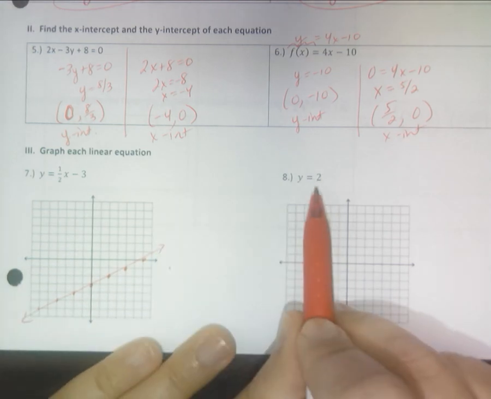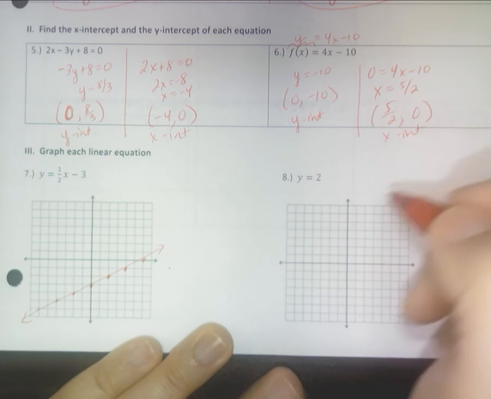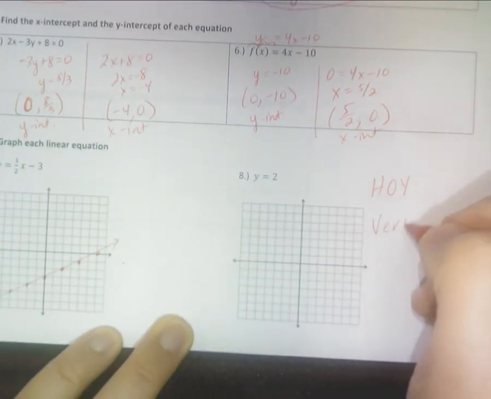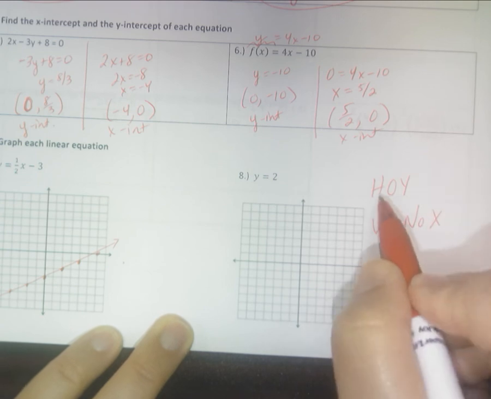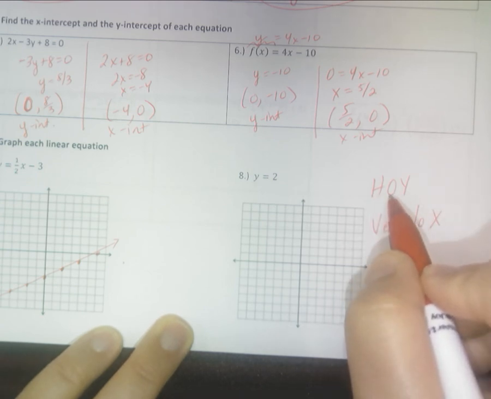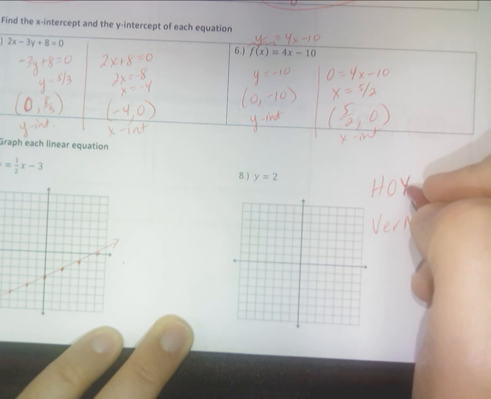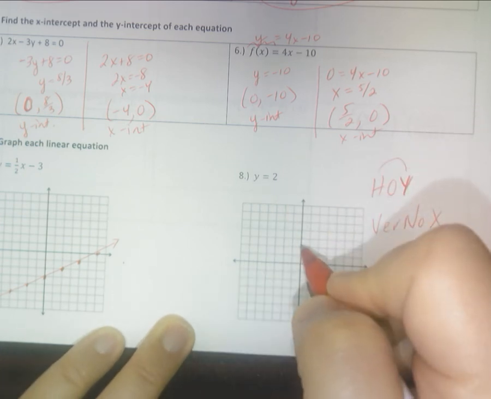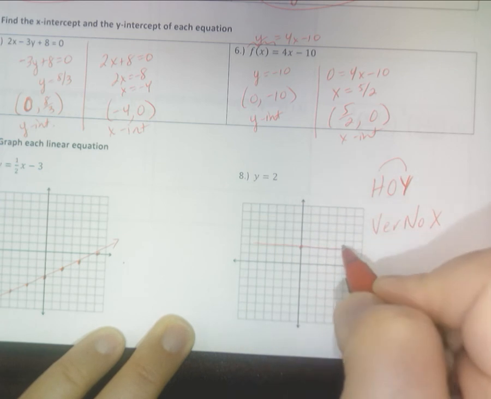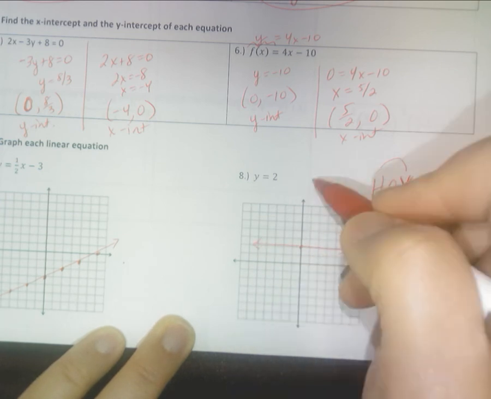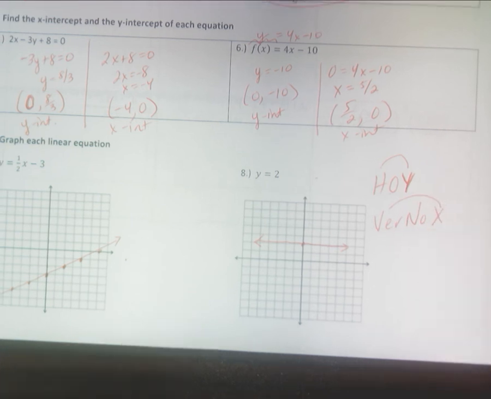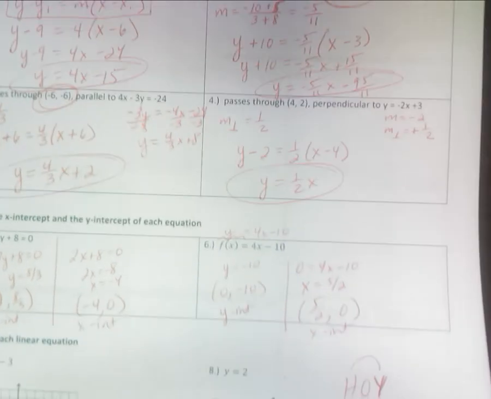Now, y equals 2 is a horizontal line. There's a phrase you'll hear me say. It's called HOY VERNOX. HOY is a horizontal, zero slope, y equals. Horizontal y. So you just go to 2 on the y and you draw a horizontal line. If it was x equals, it would be a vertical line, and vertical lines have no slope. That's what the one in the middle is. All right, next page.